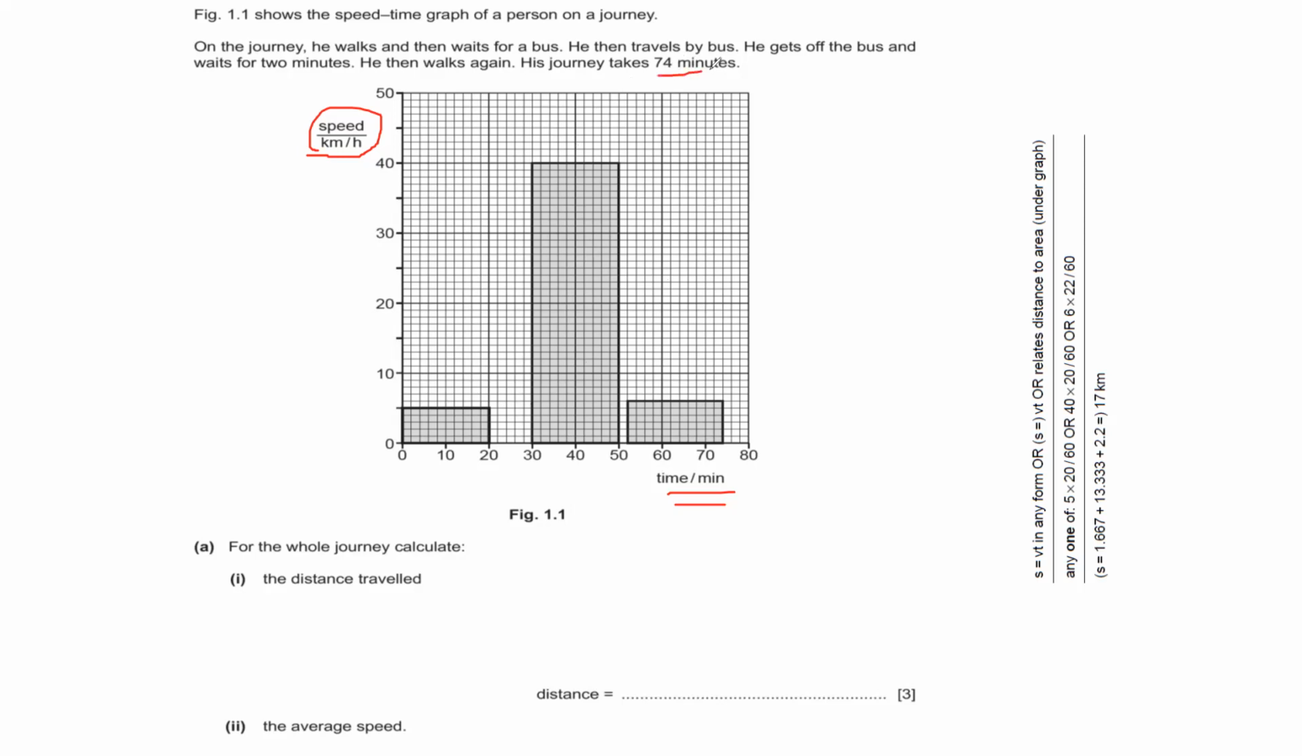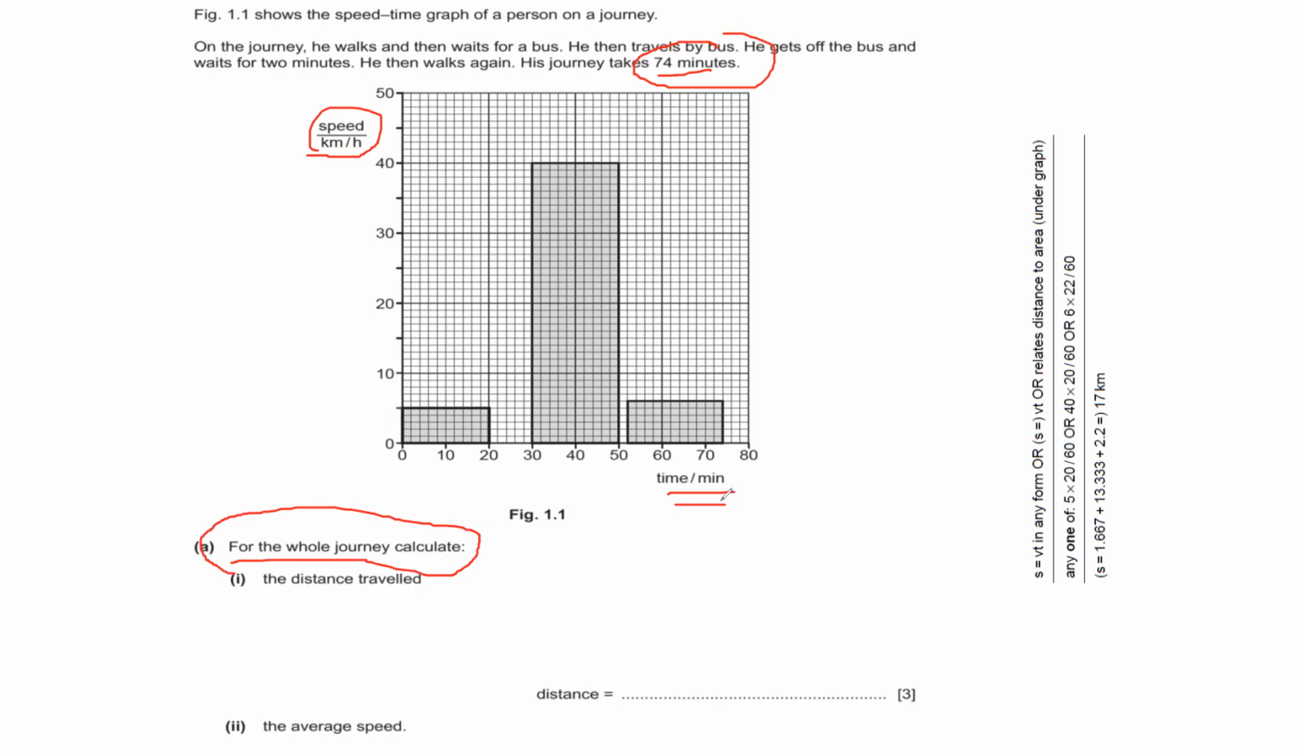The journey took 74 minutes. On the journey, he walked and then waited for a bus. Then he traveled by bus. Then he got off the bus and waited for 2 minutes. Then he walks again, and his journey took 74 minutes. So that's the total duration of his journey. For the whole journey, calculate the distance.